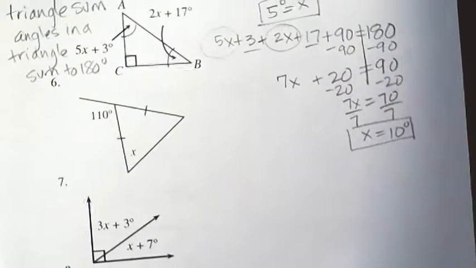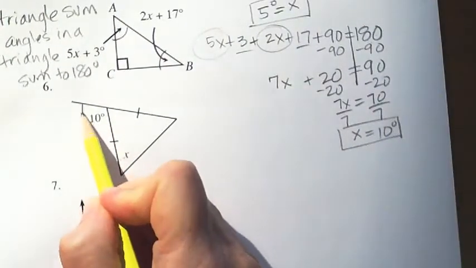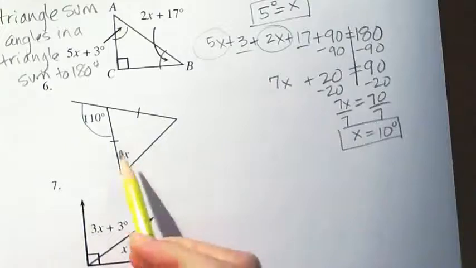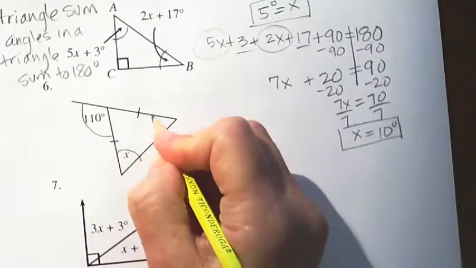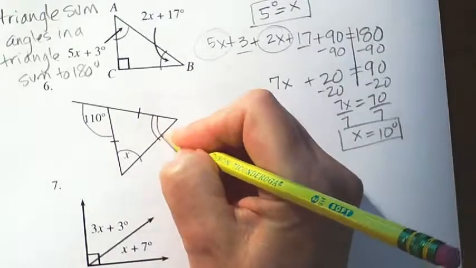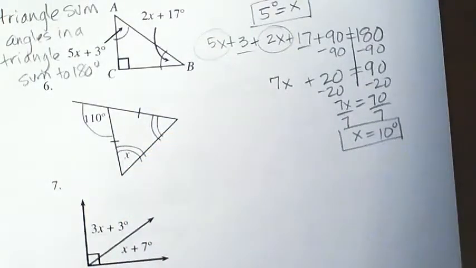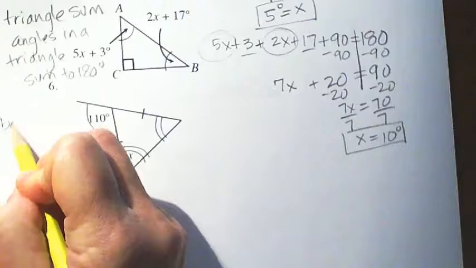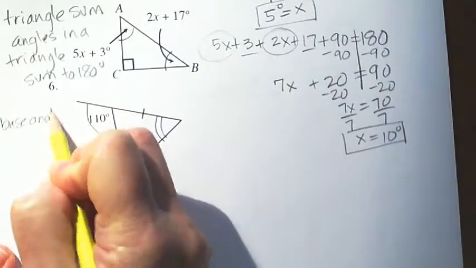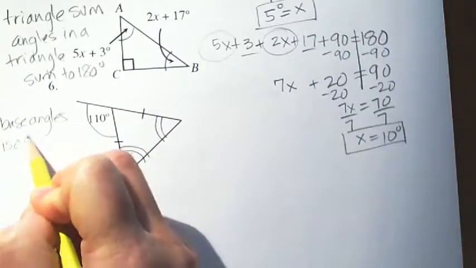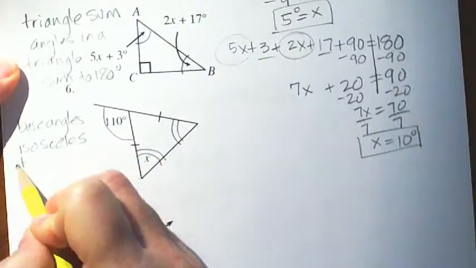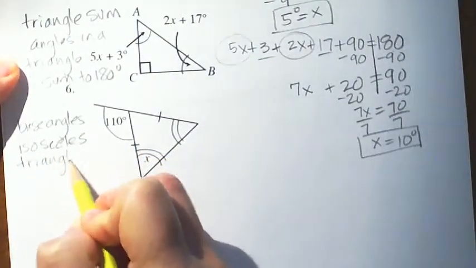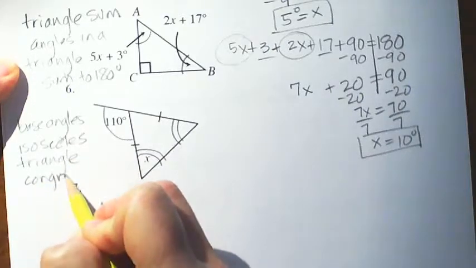Okay, number 6, we have another triangle and we've got an exterior angle. We also have a particular type of triangle, an isosceles triangle. In an isosceles triangle, my base angles are congruent. So let's put for the relationship: base angles, isosceles triangle, congruent.